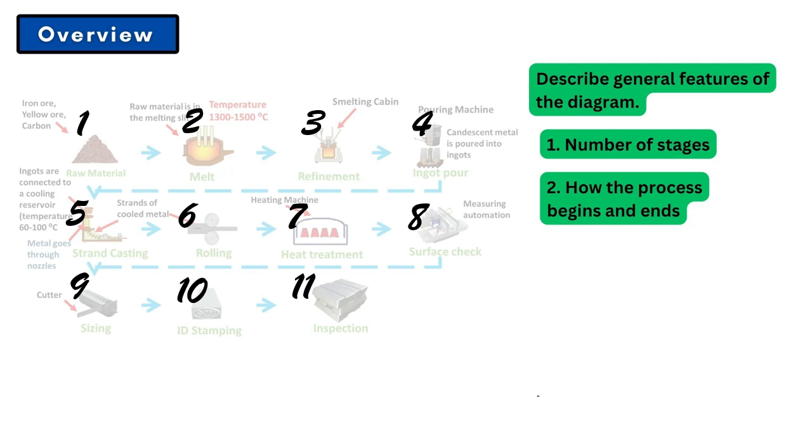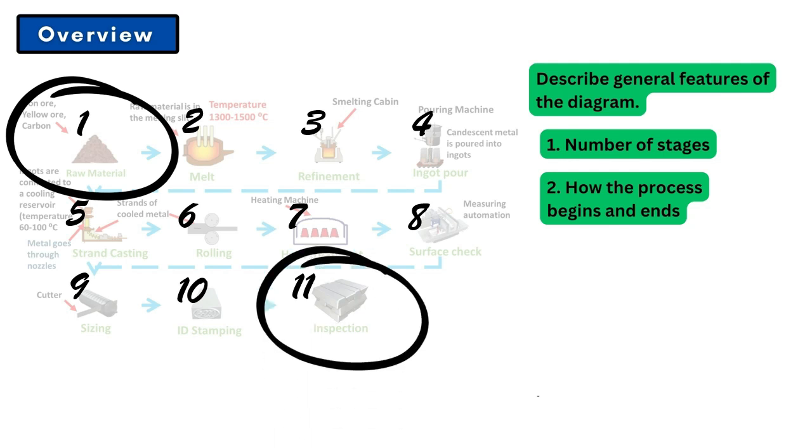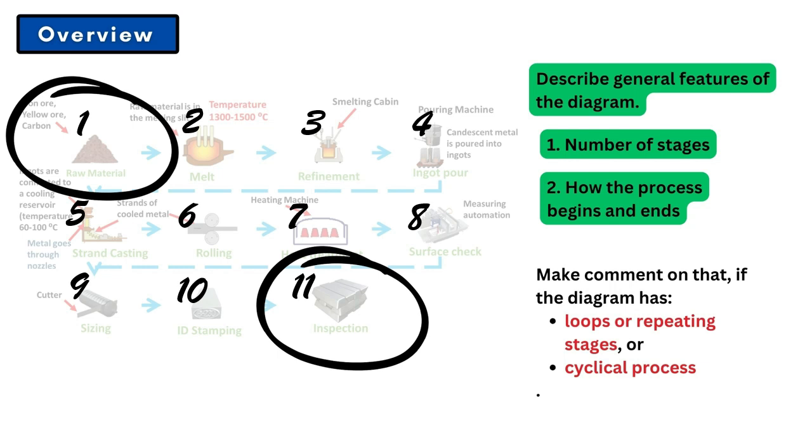And then number 2, how the process begins and how the process ends. So this one is the beginning and this one is the end. So more or less we can use this information to write our overview sentence or paragraph. Remember, make comment on that if the diagram has loops or repeating stages or cyclical process.